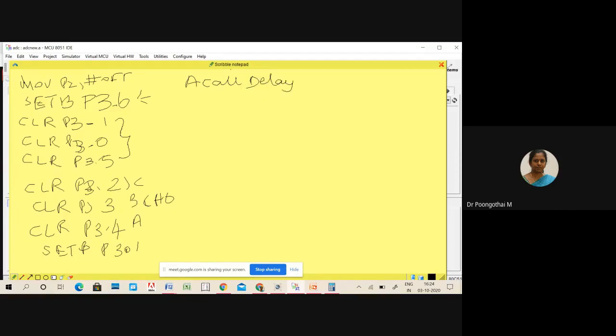Next, initiate the conversion process. Set bit P3.5, start of conversion. So your ALE is enabled, start of conversion is enabled. Okay. So what is the next one?